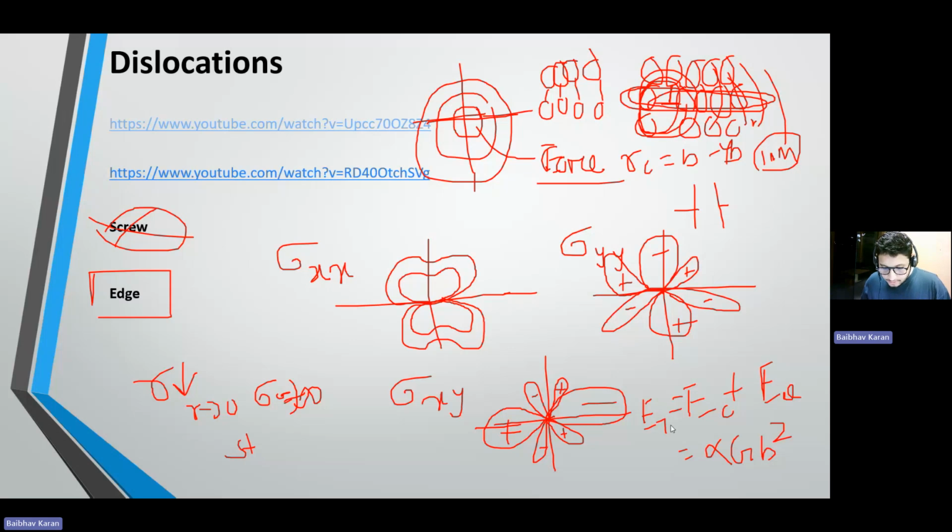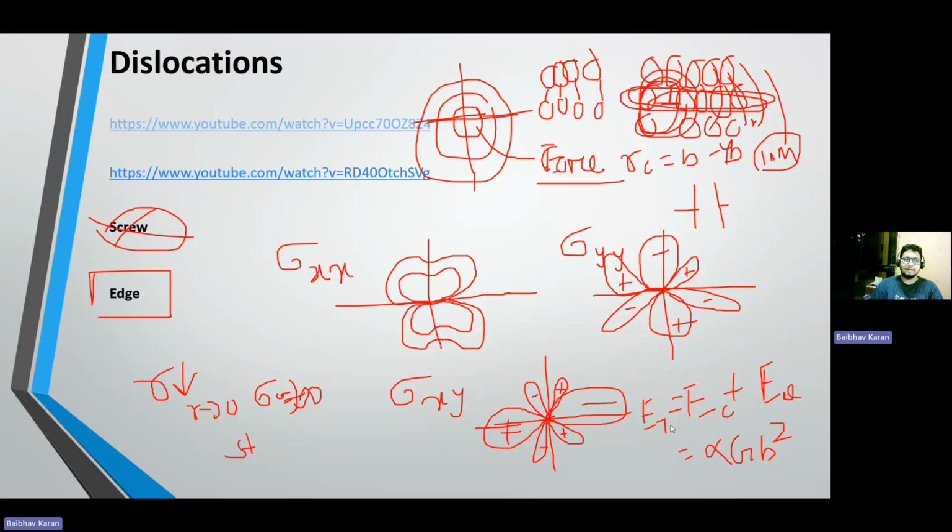Then finally we discussed the energy of the mixed dislocation. There's a direct formula for the energy of the mixed dislocation. You have already seen the values. What is the energy of the dislocation? So now we got the idea about what is the energy of the dislocations, or what is the energy around the dislocations, or how much energy is stored within the dislocation core.